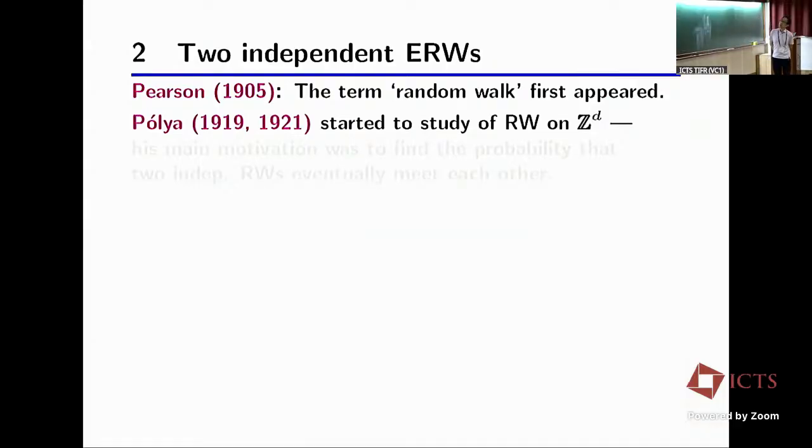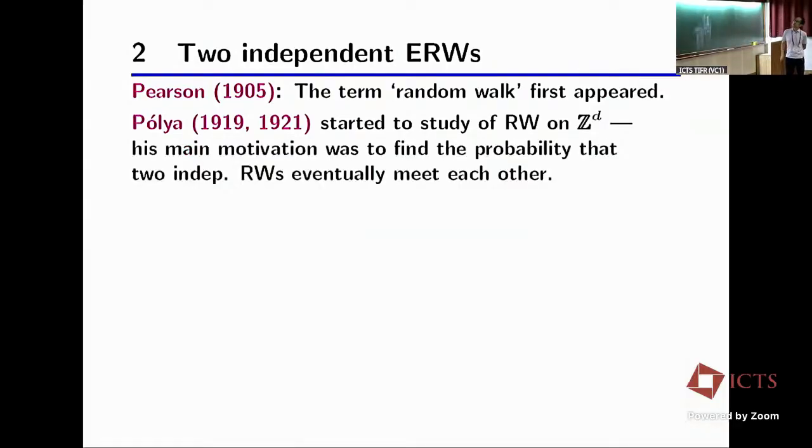Generally, what is the probability of returning home after drinking or something? But actually, his motivation was like that. So our question is, how often can two independent elephant random walks meet? And the result is as follows.